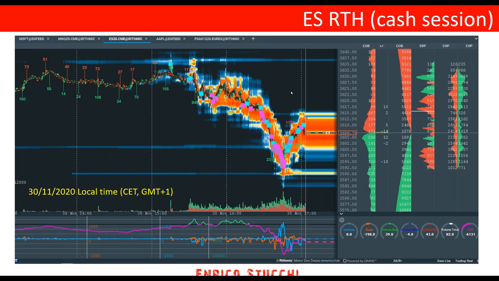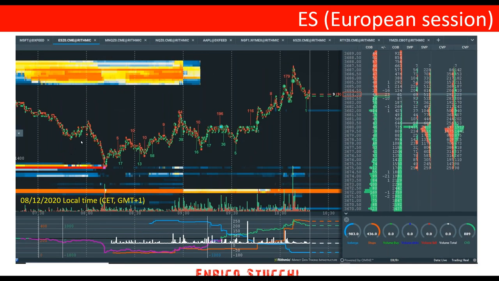This is the same, for instance, here ES before the session starts. The session starts here. So here it is quite sharp, here it becomes more tricky. Again, during the European session, quite clear.